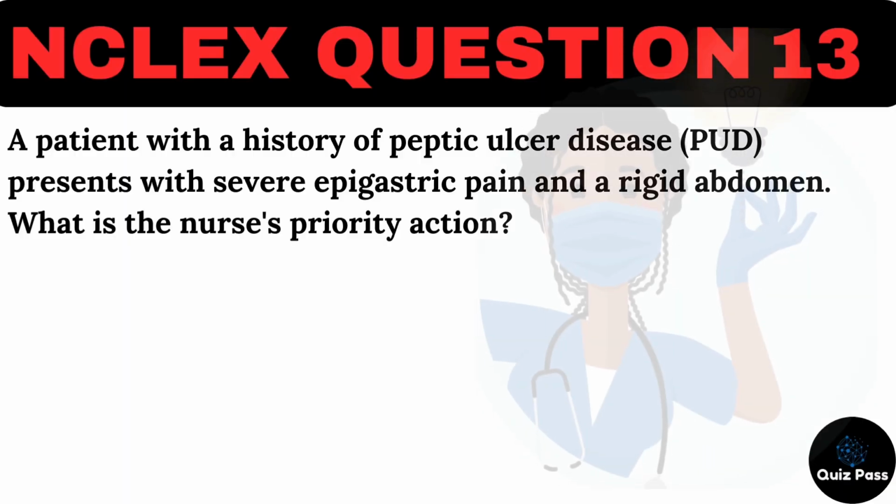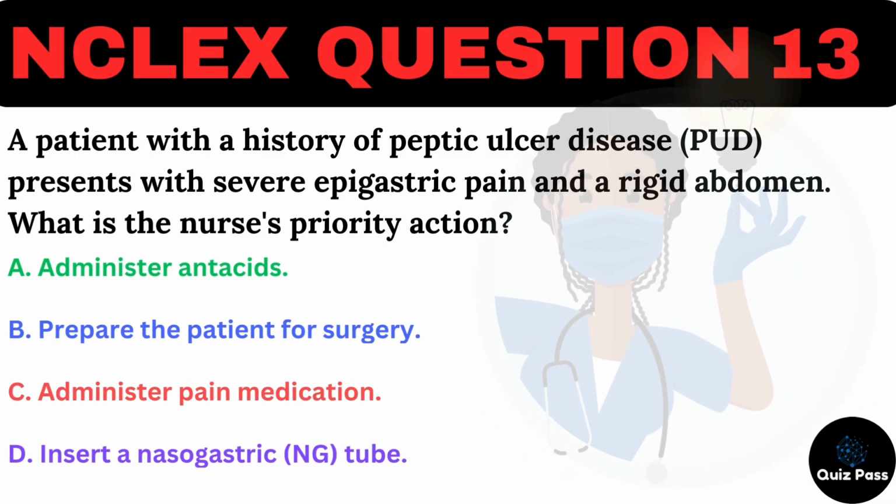A patient with a history of peptic ulcer disease, PUD, presents with severe epigastric pain and a rigid abdomen. What is the nurse's priority action? A. Administer antacids. B. Prepare the patient for surgery. C. Administer pain medication. D. Insert a nasogastric, NG, tube.